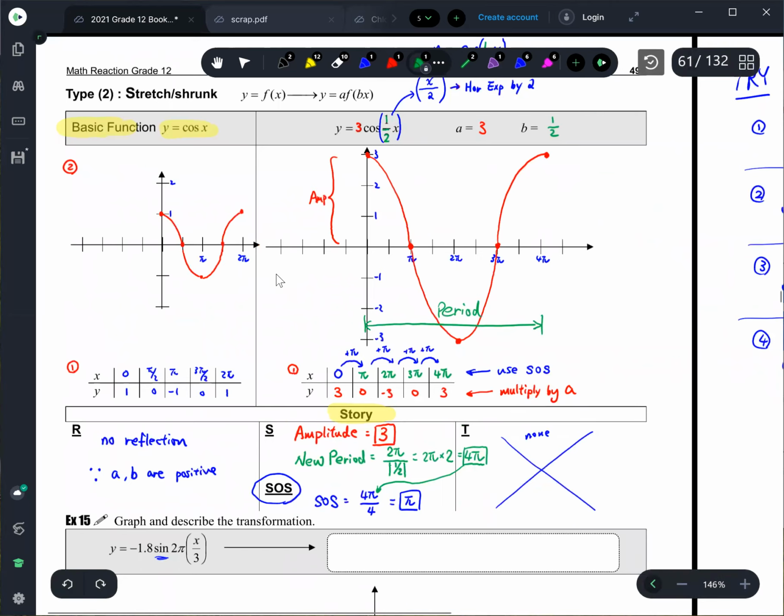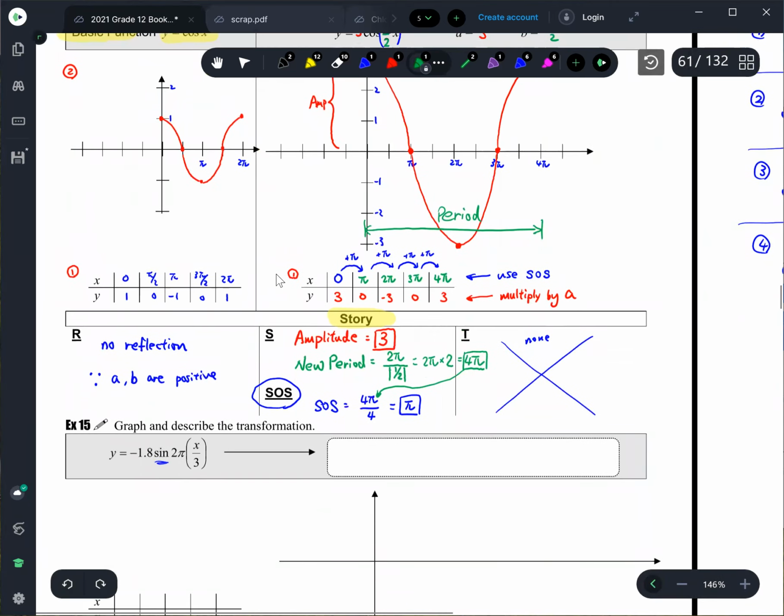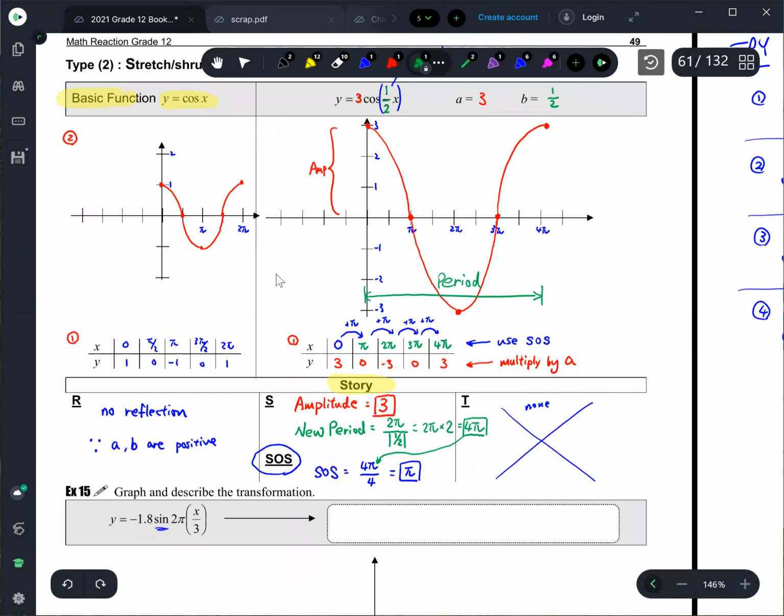Please raise your hand if you finish the graph. For each table, you must show 5 points. Okay, Caleb, are you done?